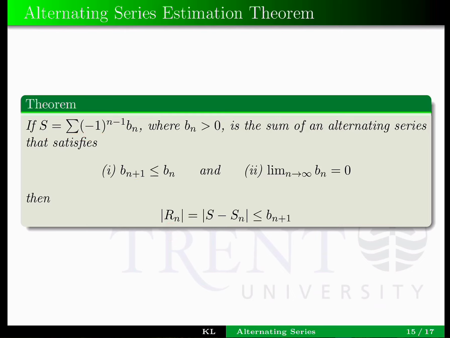So again, what is this Rn? You have Sn equals A1 plus A2 plus dot dot dot plus An. So Rn is S minus Sn. This is equal to An plus 1 plus An plus 2 plus dot dot dot, the tail, the sum of the tail of your terms.